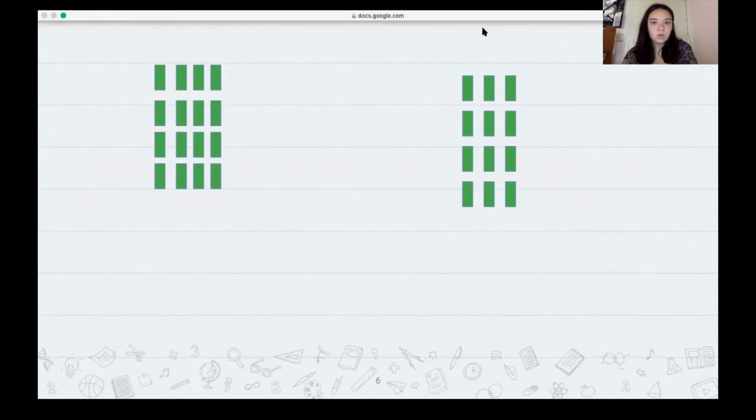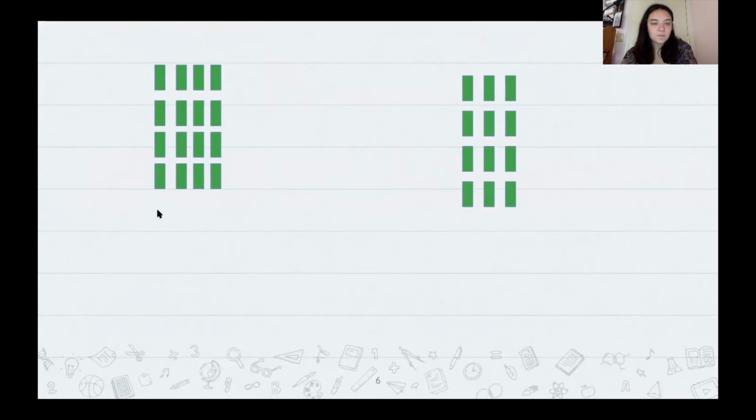Where'd my pen go? So 4 columns or 4 groups, and there are 4 rectangles in each group. So 4 times 4. And how many do we have altogether? Well, you can count them. You can add the groups or the rows, but 4 times 4 equals 16. We'll double check. So we have 1, 2, 3, 4, 5, 6, 7, 8, 9, 10, 11, 12, 13, 14, 15, and 16.